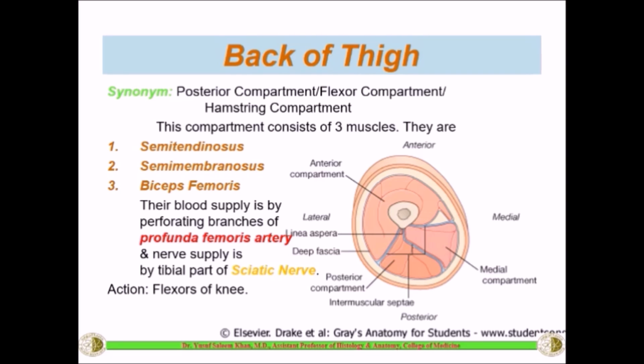And as the name indicates, the flexor compartment, this compartment has three muscles which have the same action. All three muscles have the same action, that is the flexion of the knee joint. So you should remember, it flexes the knee joint.